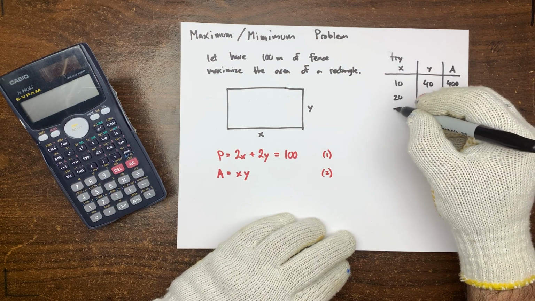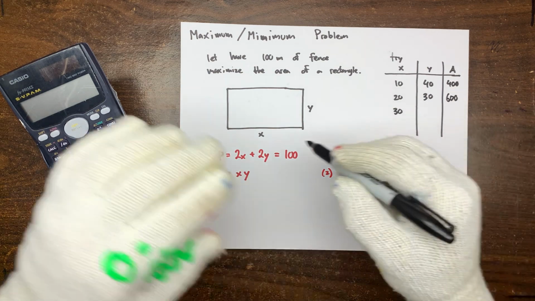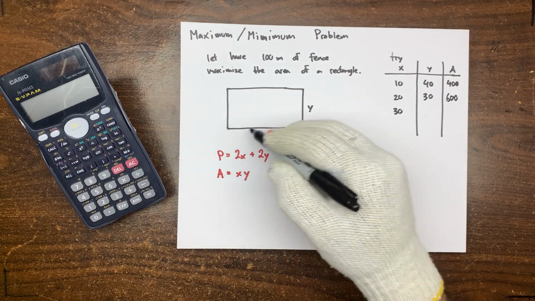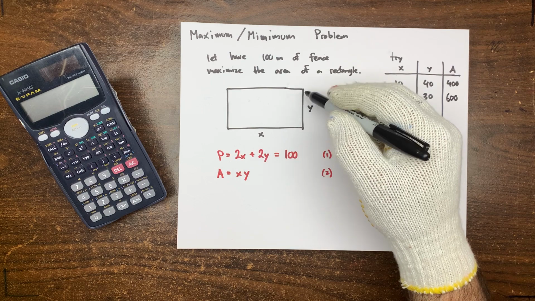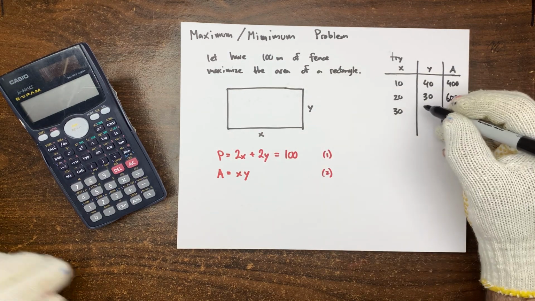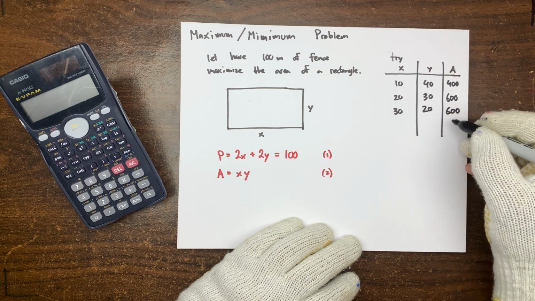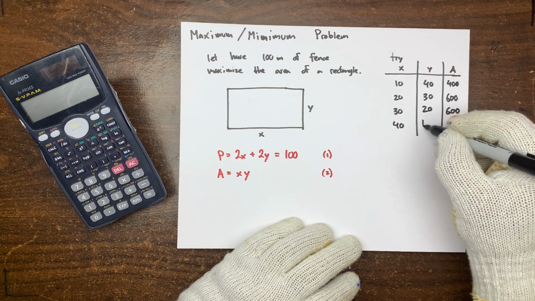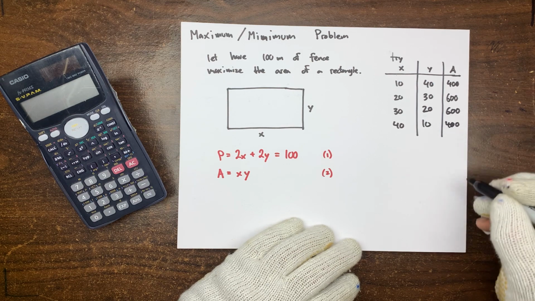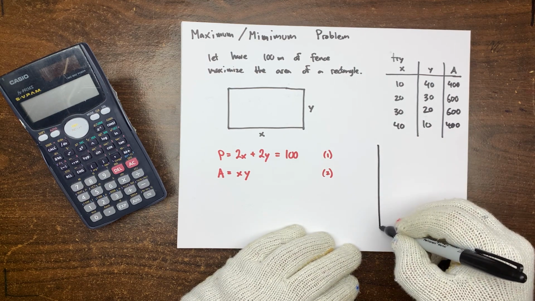So 20 times 30 is 600. Ooh, that's pretty big. Now let's try 30 here. If I had 30 for x, then I'm going to have 60 total, and I'll have 40 left over, so divided by 2 is going to be equal to 20. Oh, 600 again. And you can see the pattern here. Now, if I do this one, 40, this will be 10, this will be 400.